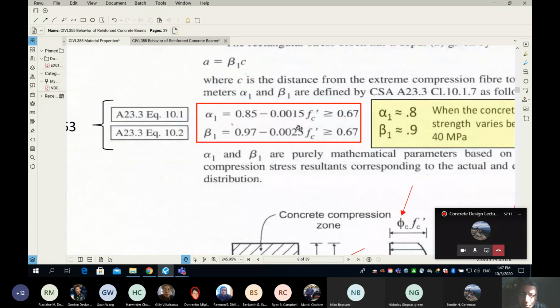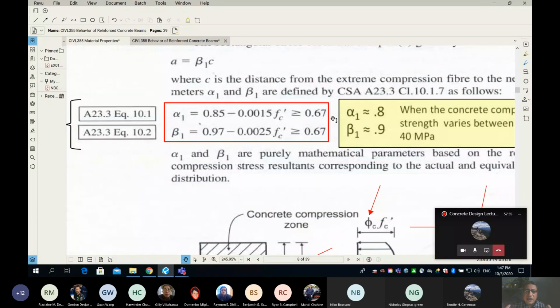Okay, although they are available, if you want to use them in a situation where f'c is beyond the 20 to 40, then do. And remember, alpha 1 cannot be less than 67%, and beta 1 is the same deal. So guys, agree with me, please.